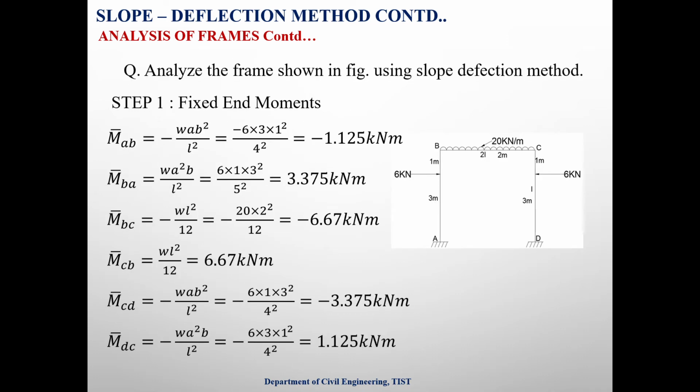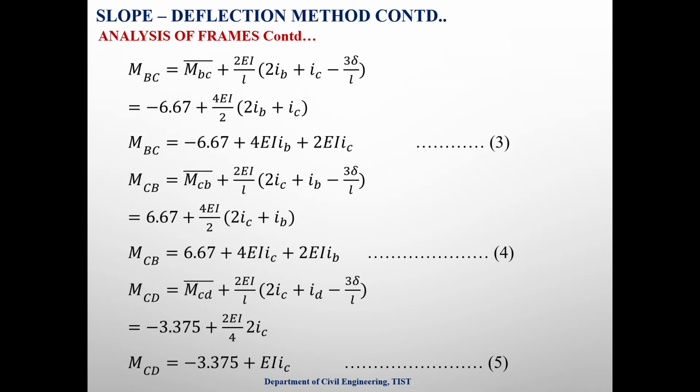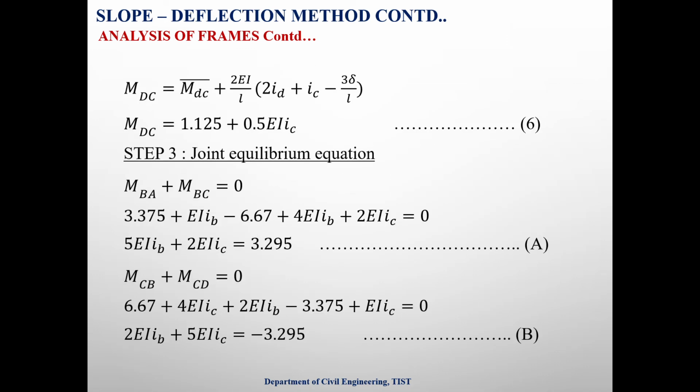We have two unknowns, θB and θC. That means we should get two joint equilibrium equations. What are these two joint equilibrium equations? One is MBA plus MBC is equal to 0 and the other is MCB plus MCD is equal to 0. We know the equations of MBA and MBC. Substitute them, then you will get equation A.